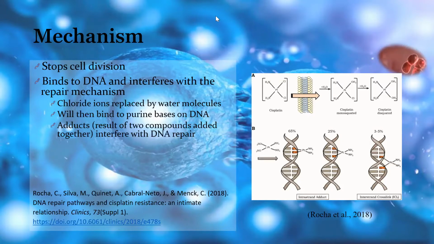So here I have a diagram on the right, and it shows the process of what I was trying to explain: how cisplatin enters the cell membrane, and then how the water molecule will replace the chloride ions, and then it will lead to binding to the DNA bases.